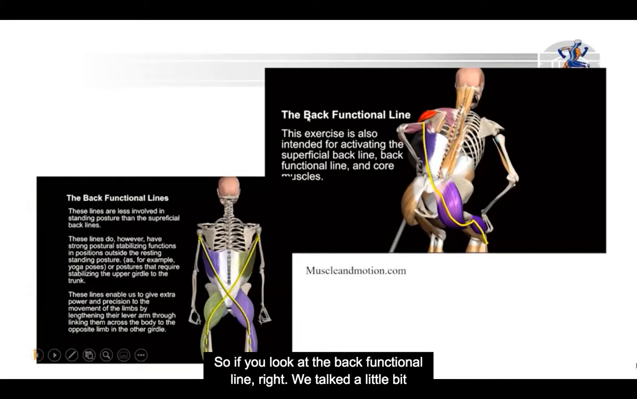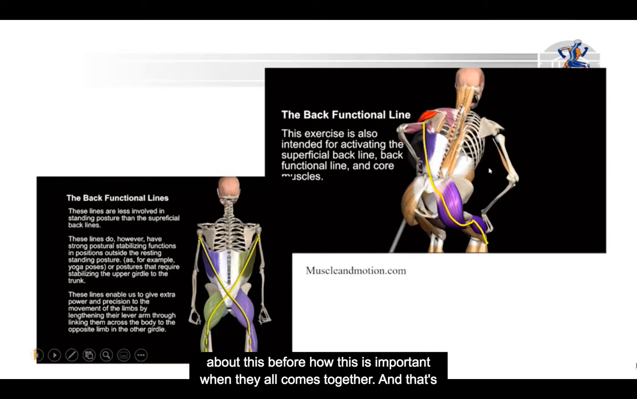So if you look at the back functional line, right? We talked a little bit about this before, how this is important when it all comes together. And that's the basis of this talk a lot of times, is looking at the effect that the body has on one another. That if I can tighten things up here, if I can tighten my lat, it'll affect my thoracolumbar fascia, it'll affect my glute, it'll affect the posterior chain down the back here, all right?